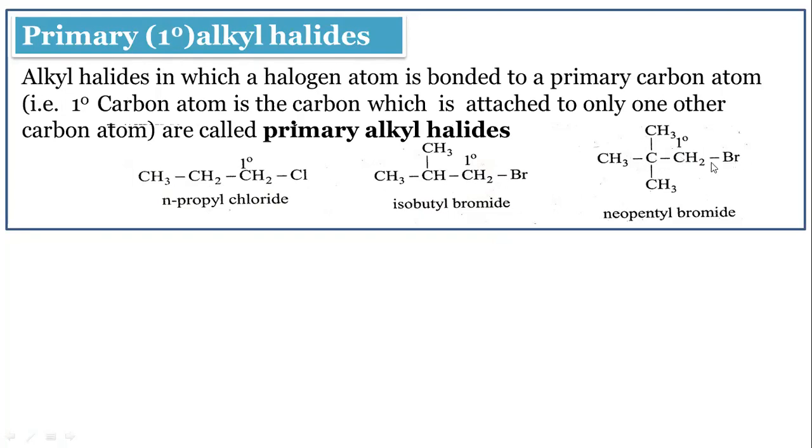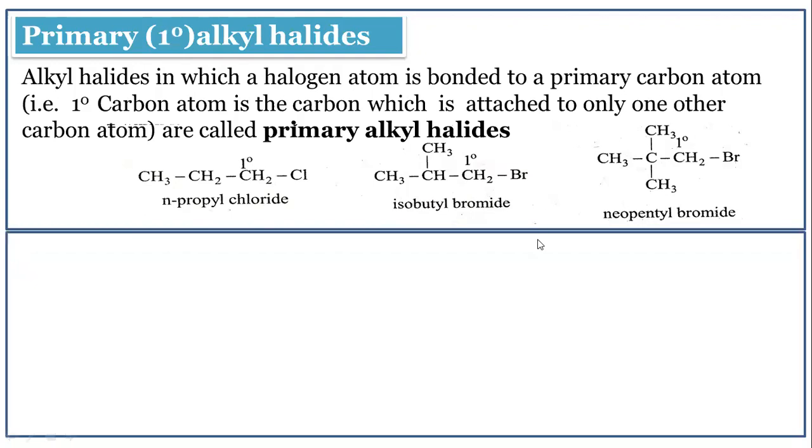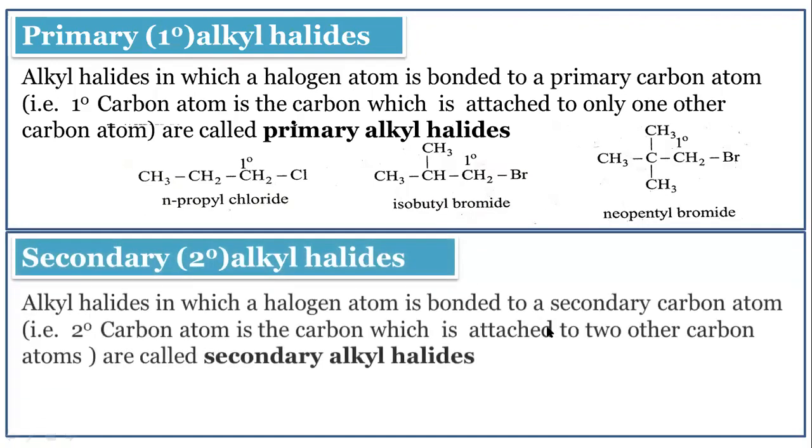So this is n-propyl chloride, n is normal. It is a straight chain. Isobutyl: on the second carbon there is a CH3 group attached. That's why it is called isobutyl bromide. And this is neopentyl. Neo means there are two CH3 groups on the second carbon. Yesterday also I told you what is meant by neo. Neopentyl: pentyl means 5 carbon atoms should be there, 1, 2, 3, 4, 5. So it is neopentyl bromide. All these examples indicate primary alkyl halides. Now we will discuss examples of secondary alkyl halides.